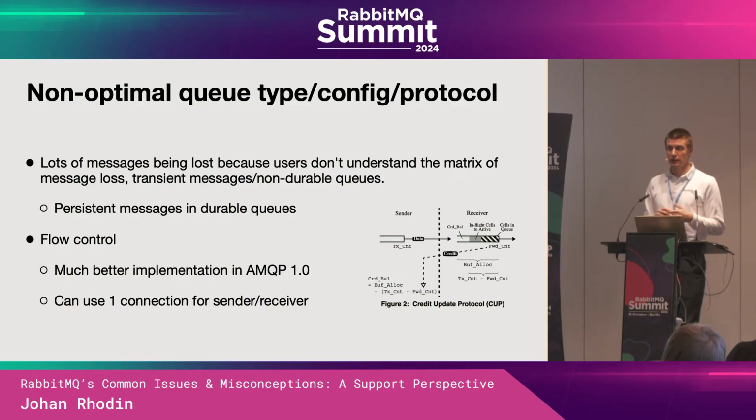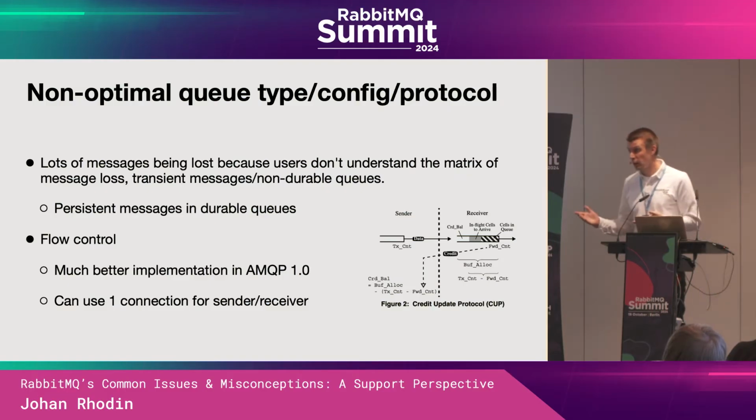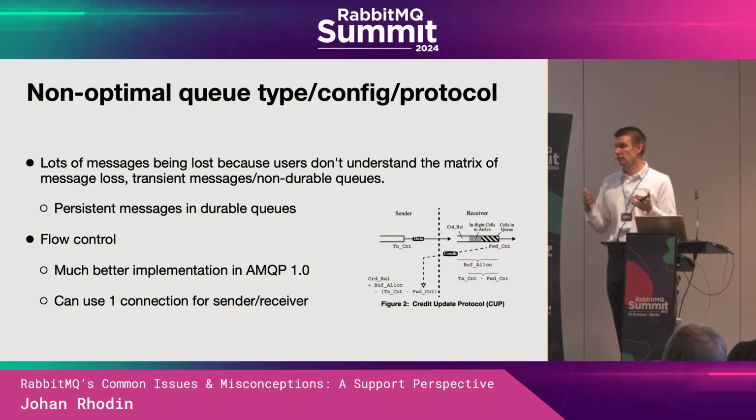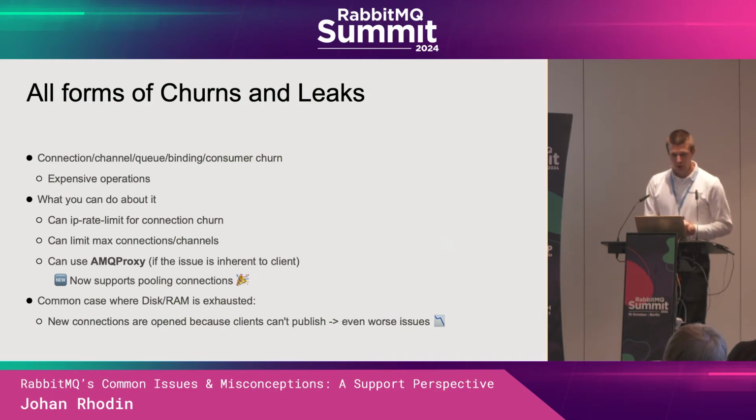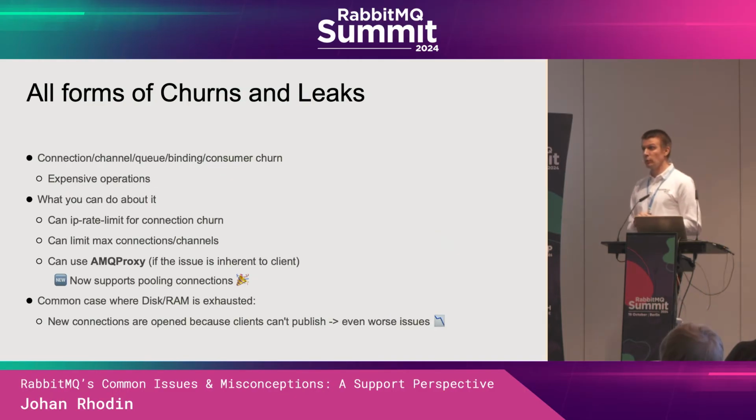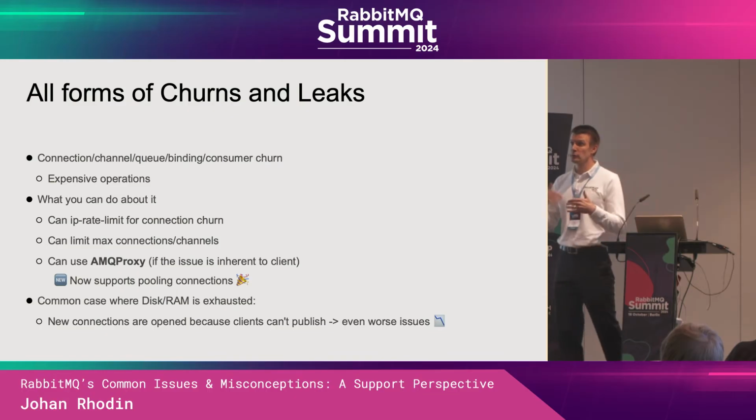This is an issue that's being phased out. Quorum queues are by default persistent, and the messages to them are too. So we'll see less and less of this issue, and we'll see less of the flow control issue with AMQP 1.0. A common issue is all forms of churn and all forms of leak.